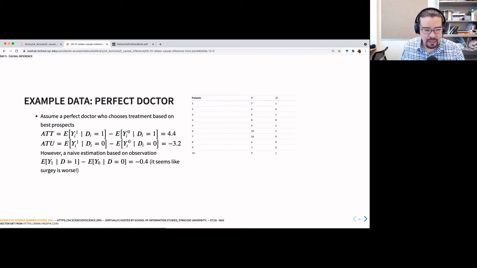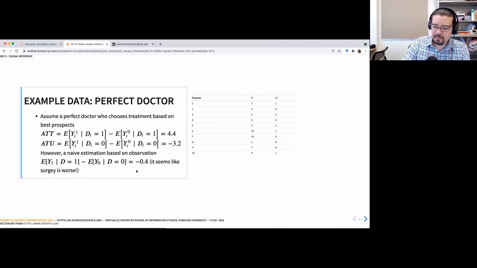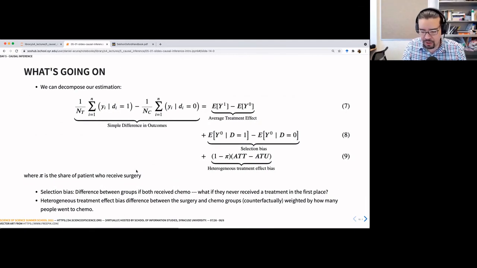Now, what's interesting is that with the naive observation, if we just take the average of the people that got the treatment minus the average of the people that didn't get the treatment, we actually get a decrease in life expectancy. So using observational data, we actually get the opposite conclusion. So what's going on here?